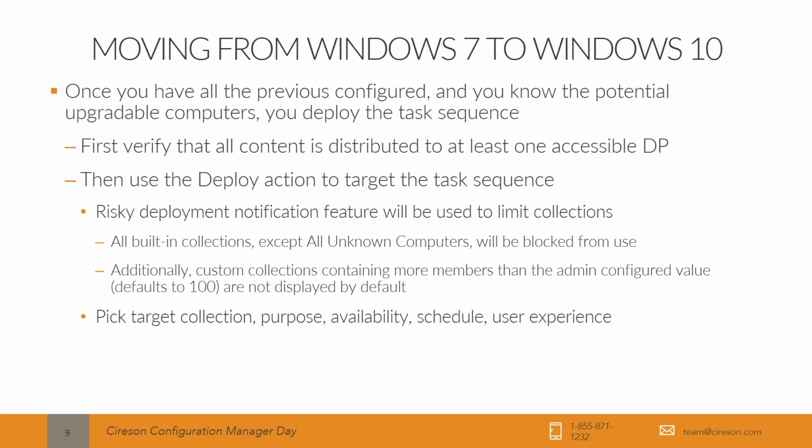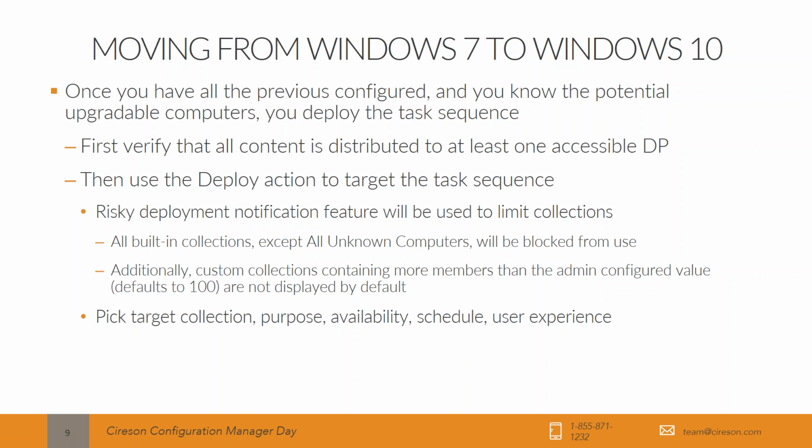Now, when you deploy operating system images and task sequences, you'll get involved with what's called the risky deployment notification feature that was added way back in ConfigMan 2012. I believe it was R2. They added this feature, maybe it was SP1. So all your built-in collections, except the all unknown computers collection, will be blocked from use when you do this operating system upgrade, and you'll see that momentarily. Now, obviously, all unknown computers is there specifically for the purpose of deploying operating system images, so that one is not blocked.